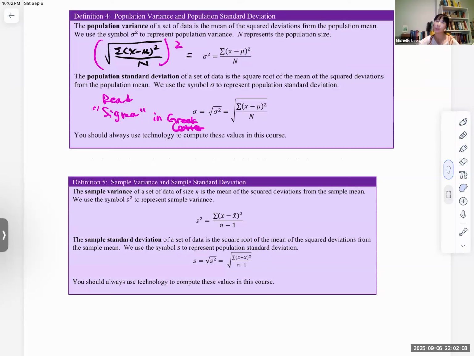Okay, so sample variance and sample standard deviation are exactly the same as population variance and population standard deviation. But what's the difference between population and sample? We have n minus 1 in the denominator, and n minus 1 has a name, which is degrees of freedom. Okay, so why are we using n minus 1? Because why are we doing a sample? We want to estimate the population parameter, right?